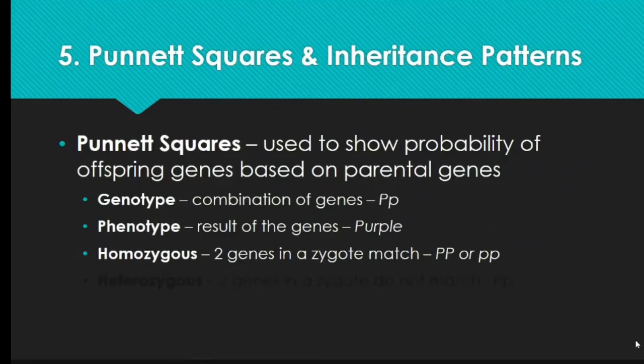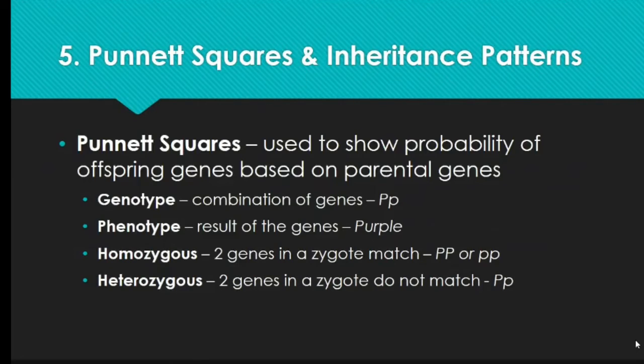Homozygous, that means that the two genes in an offspring in a zygote match. So basically, if you have an organism, a pea plant that has big P, two purple genes, that's homozygous purple, or little p, two white genes, that's homozygous white. Heterozygous, that means the two genes do not match. So here, a big P and a little p together would be deemed heterozygous because we have a purple gene and a white gene.